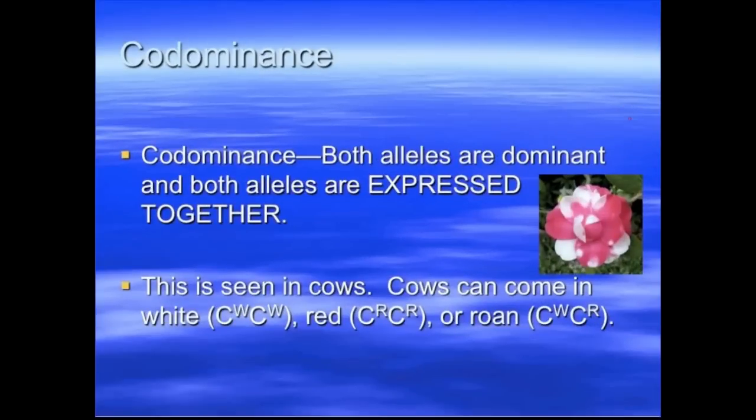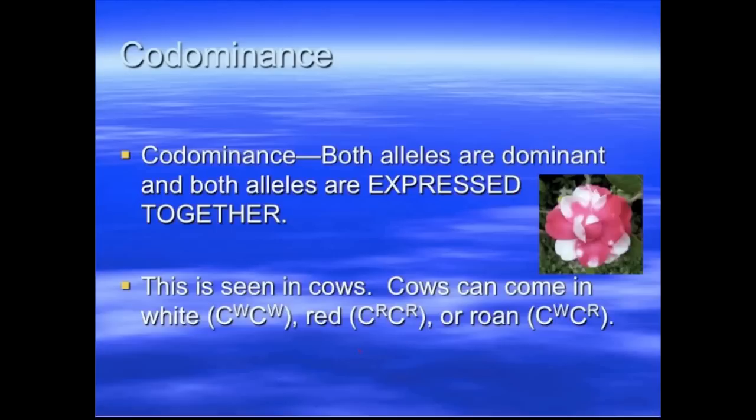Another thing that can explain different types of traits is codominance. This is when both alleles are expressed together at the same time. It is slightly different from incomplete dominance in the fact that in incomplete dominance, the traits blend, whereas in codominance, both traits are expressed at the same time.